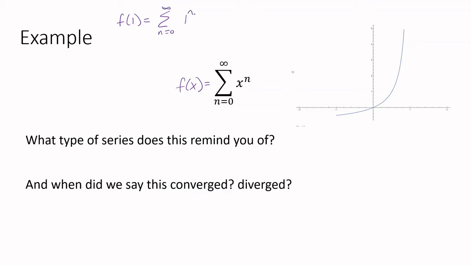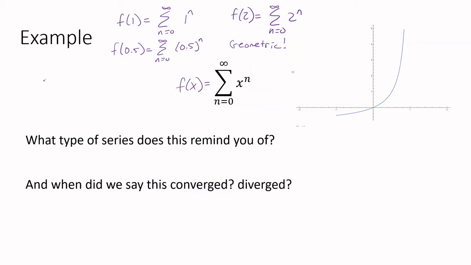1 to the n. f of 0.5, so 1/2, would be the sum from n equals 0 to infinity of this. And you could just keep trying here. f of 2 would be this series, and so on. And then for each of these three series, we could ask, does this converge or diverge? Hopefully at this point you're looking at those and going, oh, these are geometric. Each time I plug in an x, I get something geometric. And I know the rule for that.